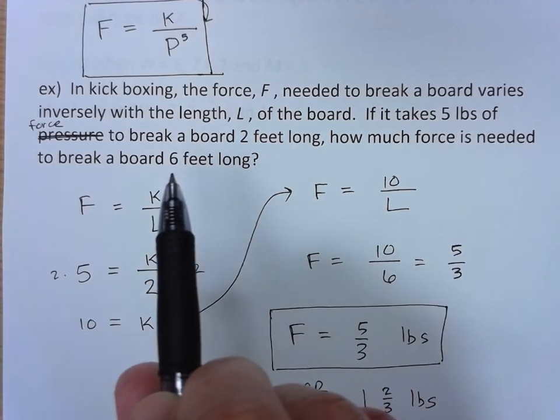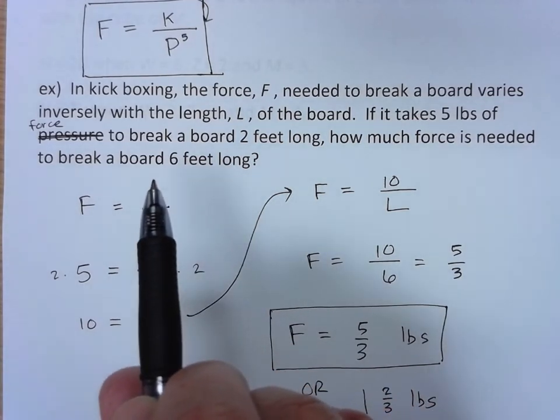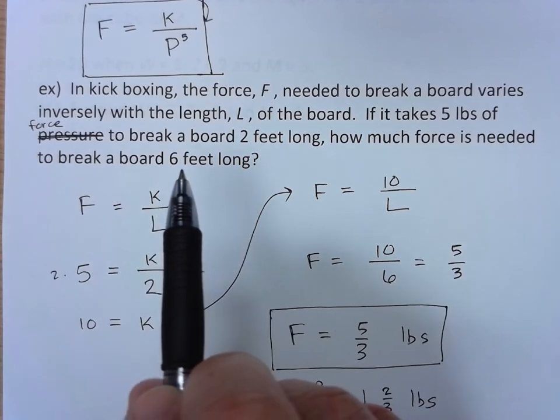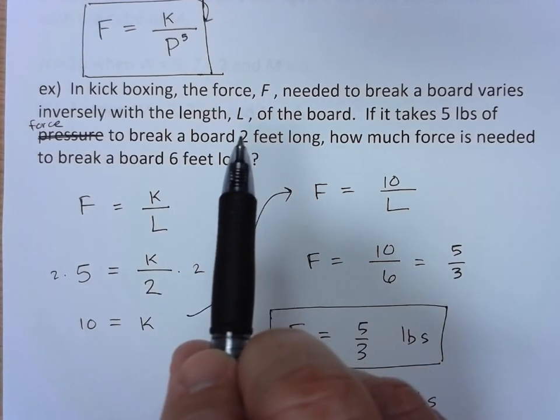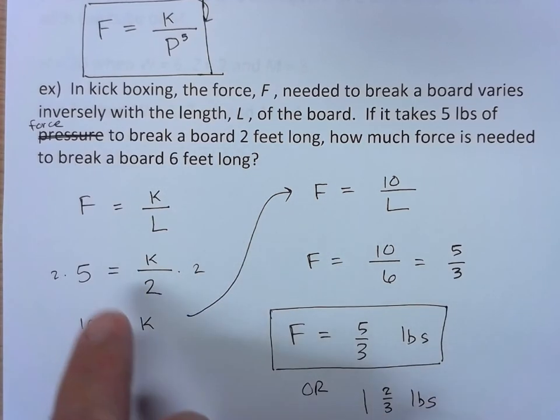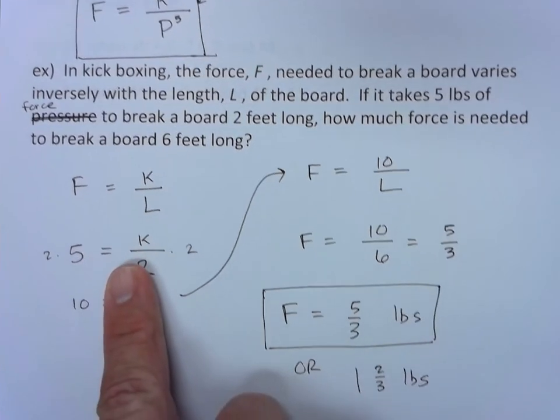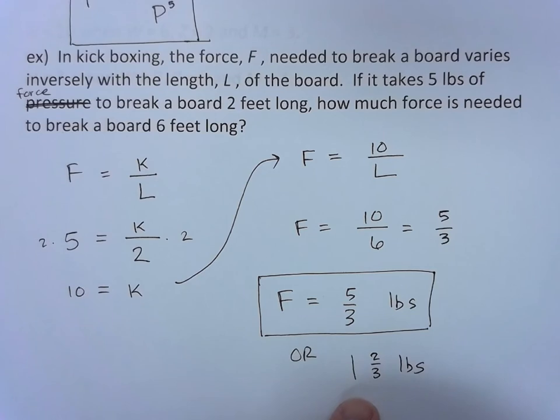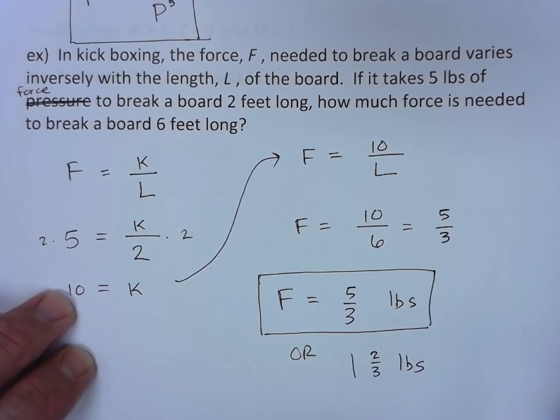A longer board wouldn't take as much force to break if you had to kick it. So since you go from a 2-foot board to a 6-foot board, the length increases. That means the force went down from a 5-pound force to just a 1 2/3 pound force. So force decreased. And that's the essence of things that are inversely related to each other. One quantity increasing causes the other quantity to decrease.